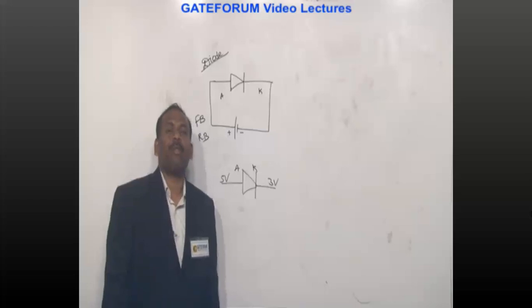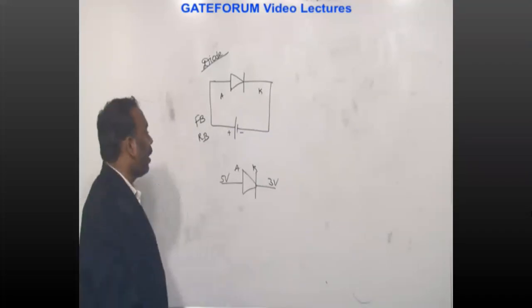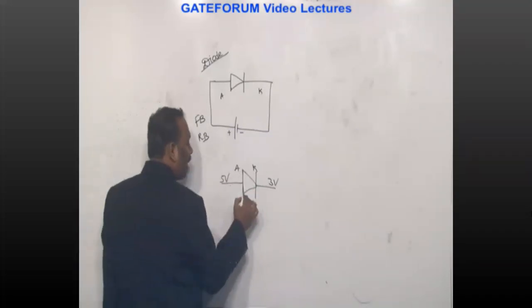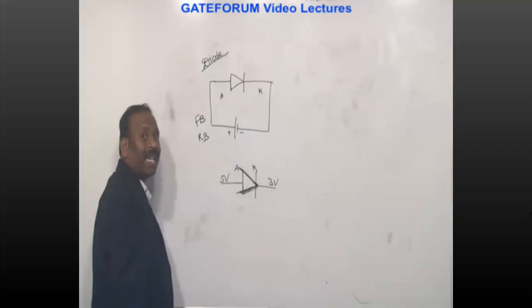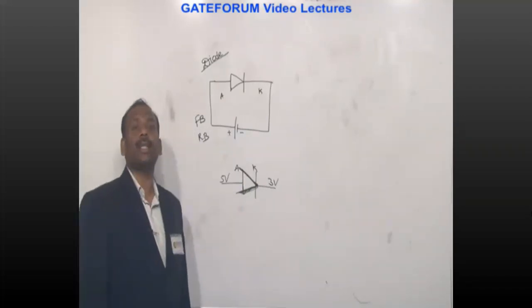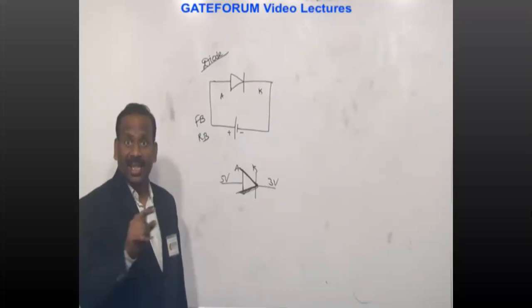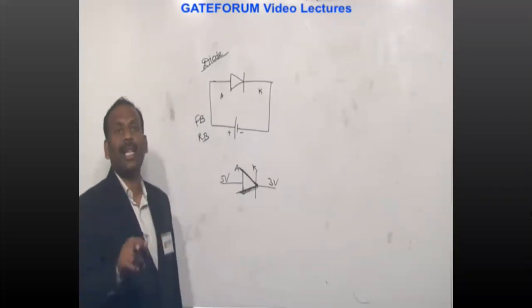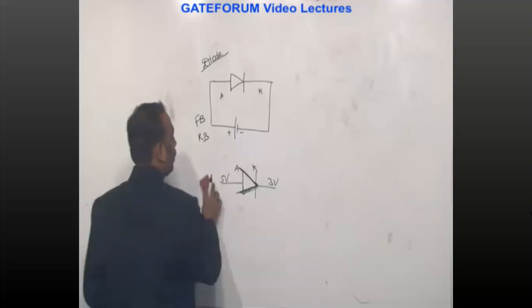If you apply forward bias, if you apply reverse bias, what is going to happen, that we'll see. Now, what is the significance of the symbol? If you see here, this is an arrow mark. What does this arrow mark indicate? The arrow mark indicates the current direction when the diode is forward biased. Clear?